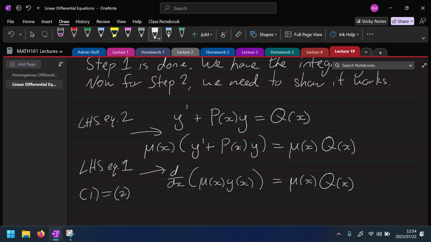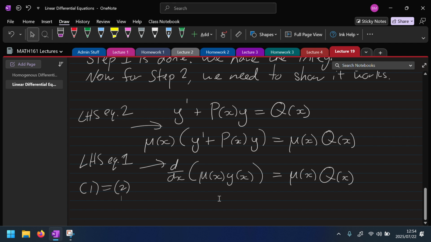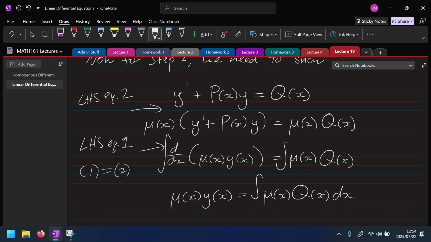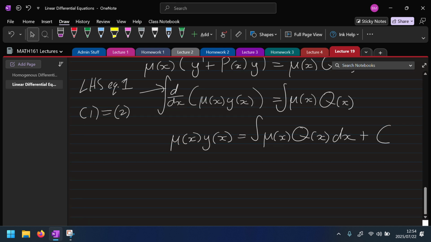Okay, so now we want to solve this. Well, that's easy to do. We can just integrate both sides. So the integral of the derivative, that just goes away. So we have mu of x times y of x is equal to the integral of mu of x times q of x dx plus c. Right, you do your integral, you have to put your plus c. Now we want to solve for y, so let's take this mu over to the other side.